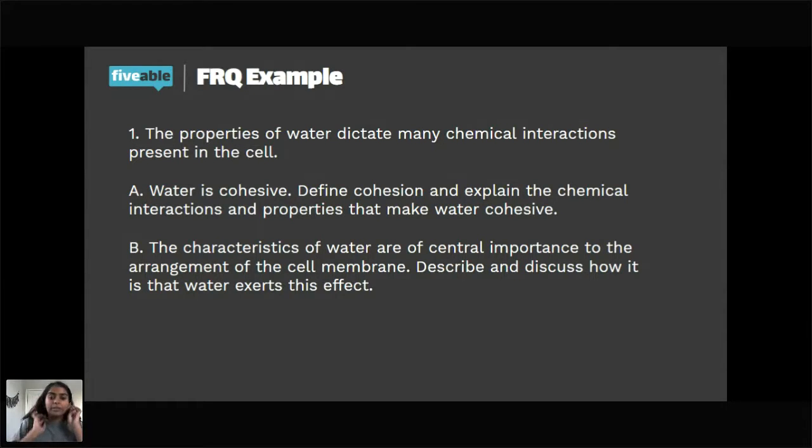And B. The characteristics of water are of central importance to the arrangement of the cell membrane. Describe and discuss how it is that water exerts this effect. So I'm sure many of you may not have gotten to the cells unit yet in your classes, so it's all right if you aren't sure how to answer this one. But the way the plasma membrane or the cell membrane works is it is made up of phospholipids.